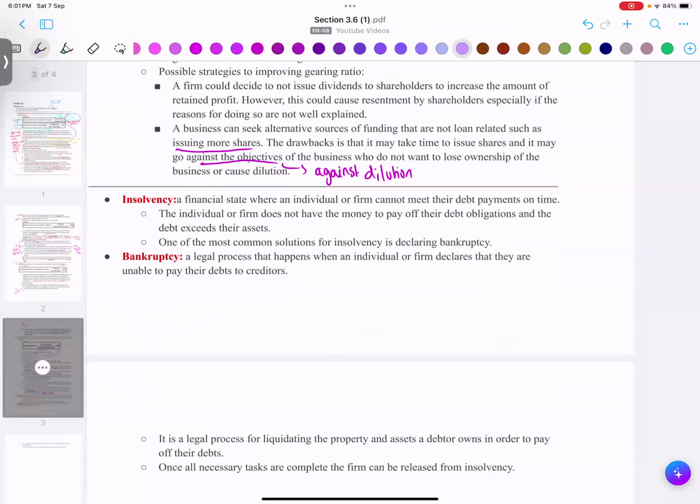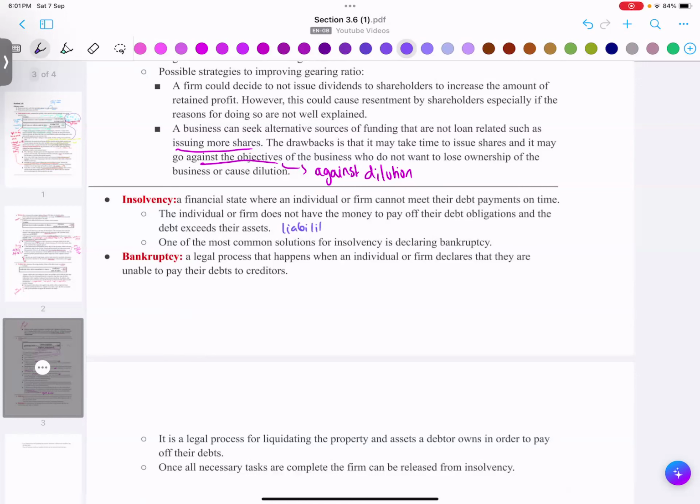Basically, you have insolvency. Insolvency is a financial state where an individual or firm cannot pay their debts on time. They can't pay for the debts. They're in debt, but they don't have money to pay them back. The individual or firm does not have the money to pay off their debt or obligations, and the debt exceeds their assets. Basically, liabilities are greater than assets.